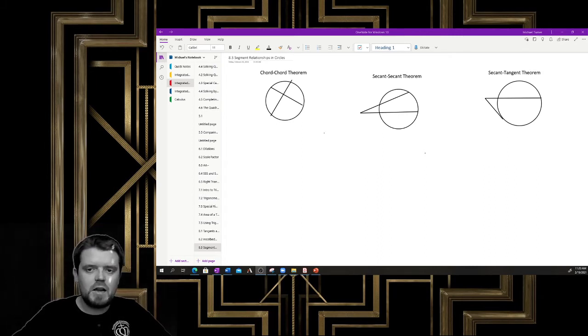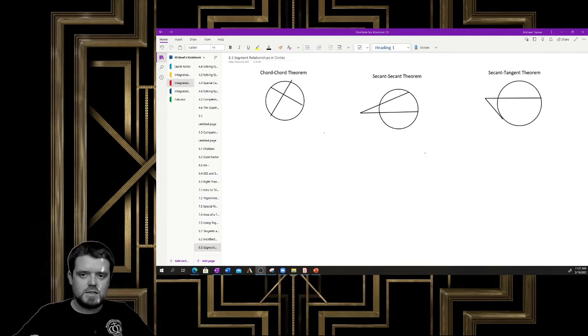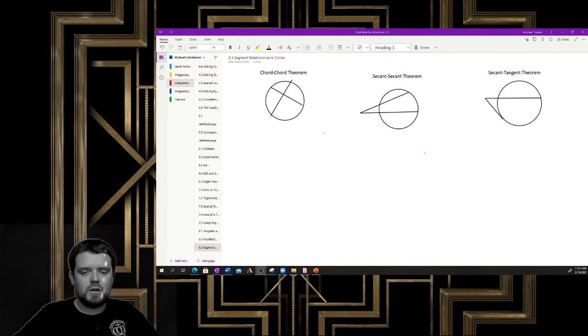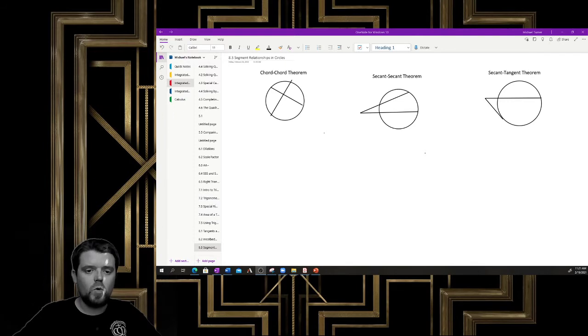Just as a brief reminder, remember that a chord is a line that is going through the circle, connected at 2 points along the circle, but not necessarily going through the center. A secant line is a line that goes through the circle that intersects at 2 points, and a tangent line is a line that goes through the circle that intersects at exactly 1 point.